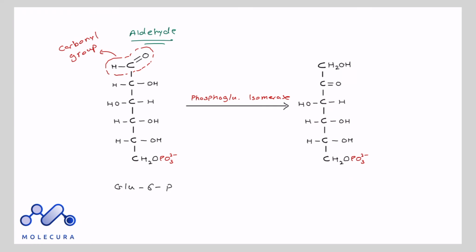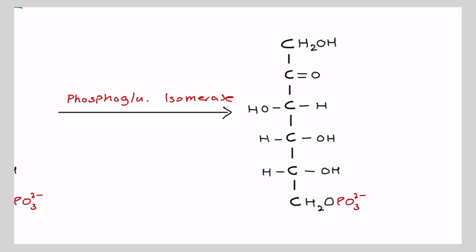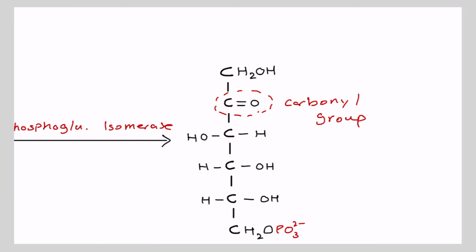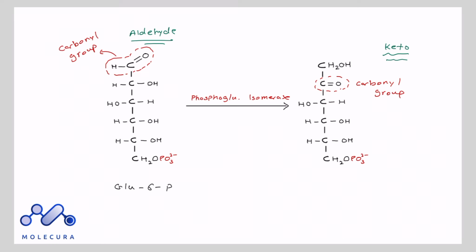Now, if our carbonyl group is in the middle of the chain, like it is here, this is our carbonyl group. If it's in the middle of the chain, it's going to be called a keto group. It's going to make fructose a keto sugar. So we are changing the chemical configuration of glucose and we are making fructose 6-phosphate.